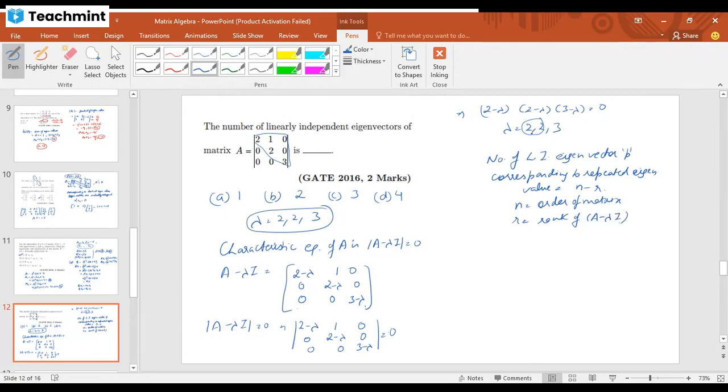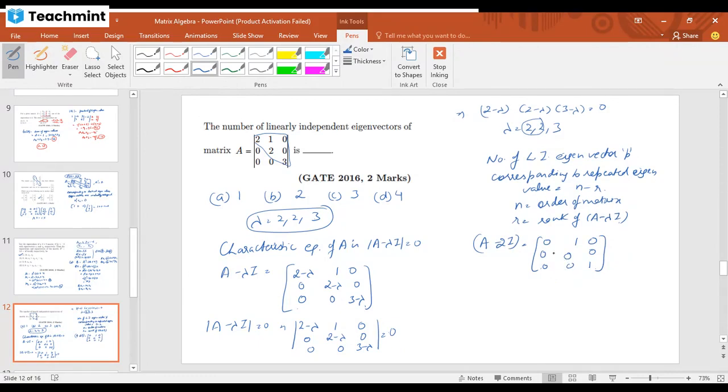So let us consider the matrix A minus 2I. A minus 2I: 2 minus 2 is 0, 1, 0; 0, 2 minus 2 is 0, 0; 0, 0, 3 minus 2 is 1.